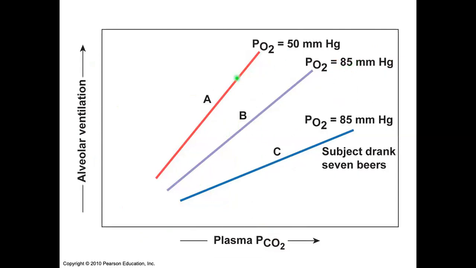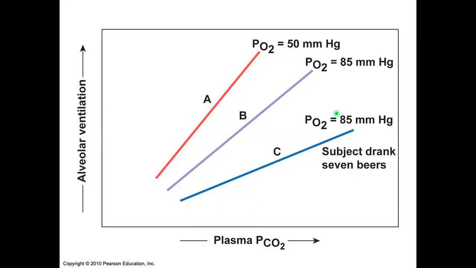Take a look at when we have less oxygen. So when oxygen levels are diminished, less than 60, what do you see? As CO2 increases, ventilation increases more than normal, right? So the slope is steeper. So when there's less oxygen and you have an increase in CO2, you're going to do more ventilation.